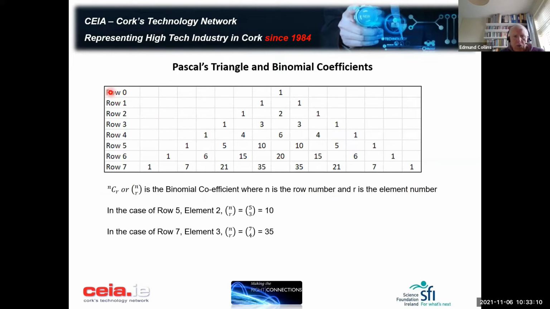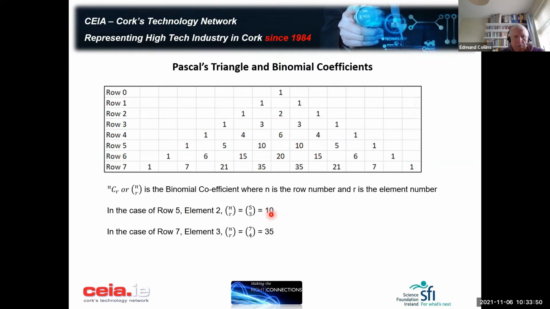Now remember, we have a row 0 as well, and we have an element 0 as well. But if we take the case of row 5, element 2, so we have row 5 here. This is element 0, element 1, element 2. So if we plug in the values for n and r, 5 and 2 in this case, then we get 10.